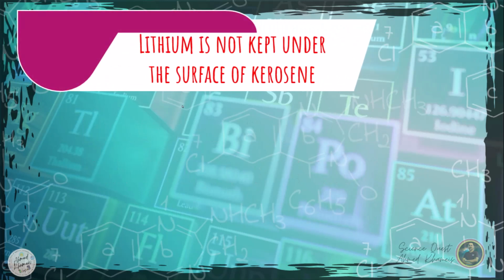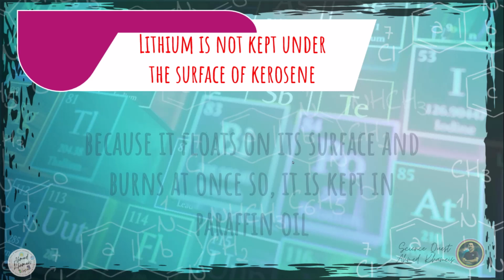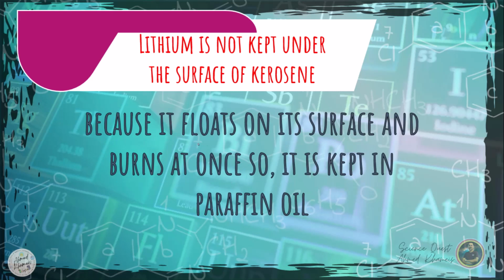So why isn't lithium kept under the surface of kerosene? Because lithium has lower density than kerosene, so it floats on top of the kerosene. Because it floats on the surface of kerosene and burns, we keep it under paraffin oil. So lithium is kept under paraffin oil.